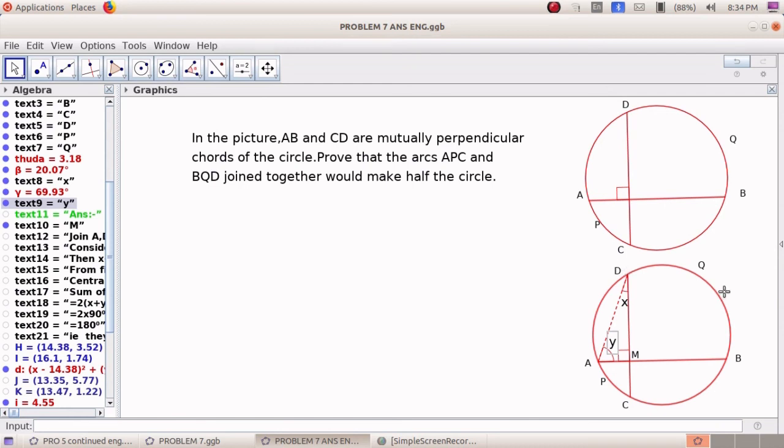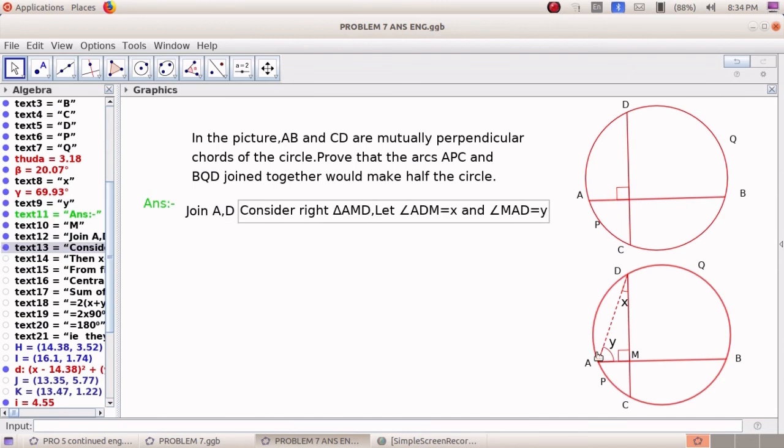When we write the answer to this question, we have to redraw the figure first, and after drawing such a figure, you have to mention the steps that we have done here. Here we have joined A and D first. Let us write that, joined A and D. Then we recognize this is a right angle triangle. Write that down. Now if we suppose this one X, this one is Y. Therefore X plus Y gives 90 degrees.